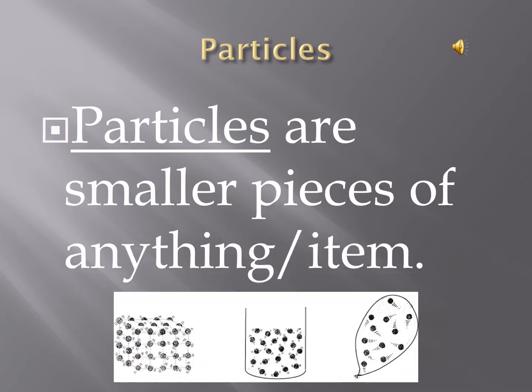Let's now talk about our fifth and final word. Our fifth and final word is particles. Particles are smaller pieces of anything, of the item. So for example, particles are the smaller pieces of atoms. If you take a look down there, you can actually see the atoms in solids, liquids, and gases.